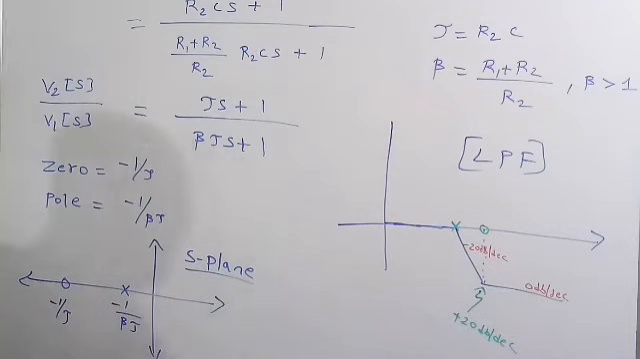Lag compensator means the output is going to lag the input voltage. This is the S plane. This lag network is also called a low pass filter, and it acts like a low pass filter, meaning only the low frequencies are going to pass through the output but not the higher frequencies.